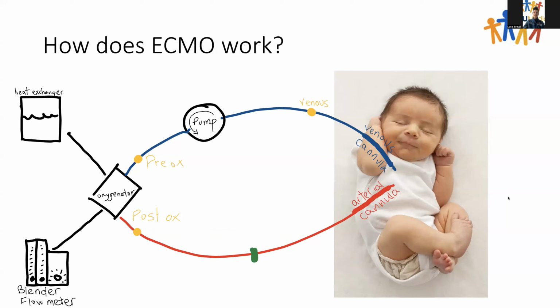There's a monitoring system that measures flow and pressure in the system. The flow sensor in green tells us how much flow goes to the patient. In yellow, you can see several points in the system where we monitor pressure: venous, before the oxygenator, or pre-ox, and after the oxygenator, or post-ox. Changes in these numbers signify where the problem might be when flow is decreased.